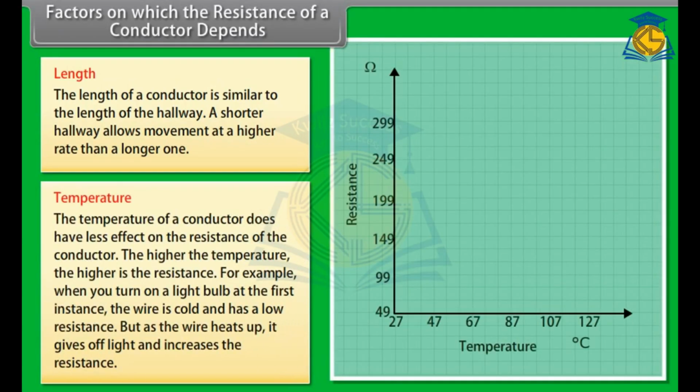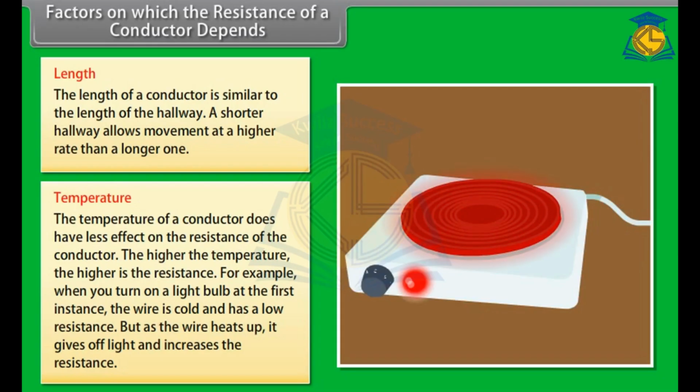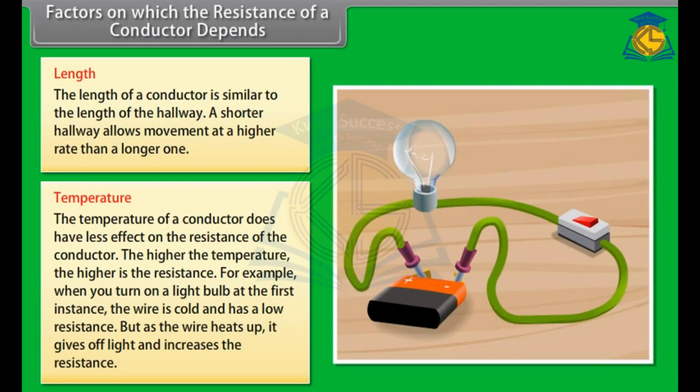Temperature. The temperature of a conductor has an effect on the resistance of the conductor. The higher the temperature, the higher is the resistance. For example, when you turn on a light bulb at the first instance, the wire is cold and has a low resistance, but as the wire heats up, it gives off light and increases the resistance.